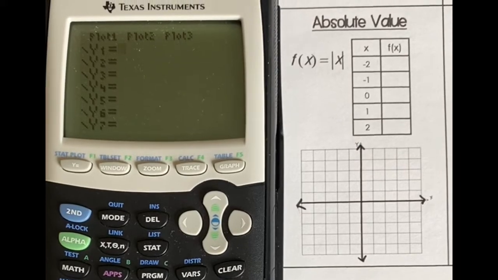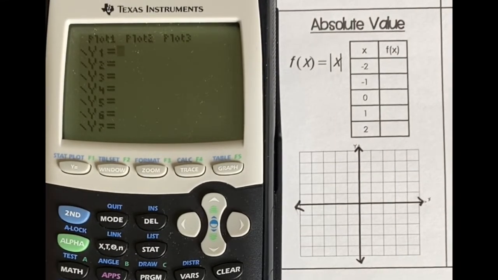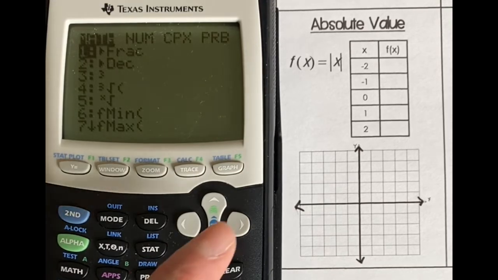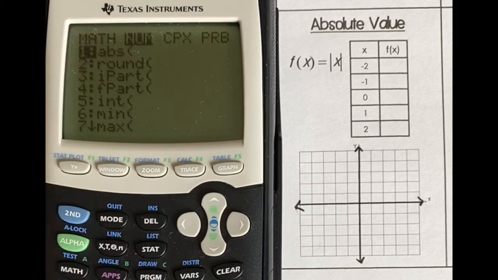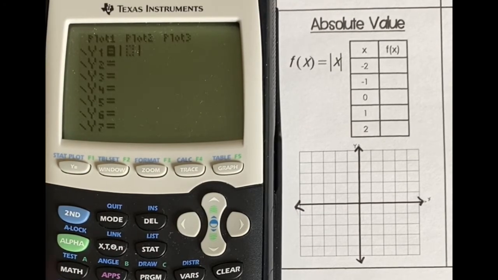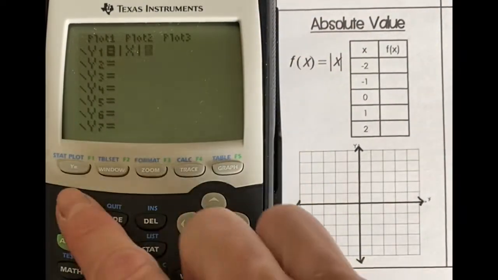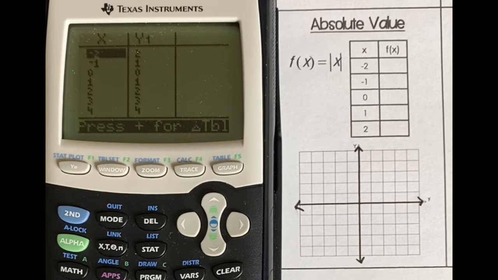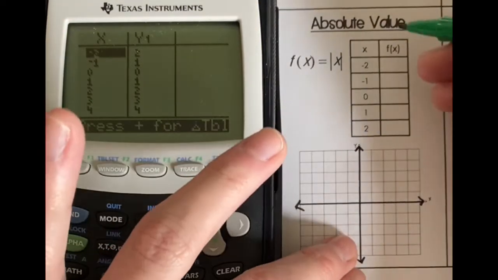So the next parent function we have is absolute value. We're going to go under y equals again, clear out anything that we previously had. Now, if you remember how to find absolute value in the calculator, what we're going to do is click the math button. Then we're going to go over 1 to num. And then number 1, ABS, is where we click enter. That gives us our absolute value of, and then we want to put in x. We're going to go over, and then we're going to go to the table. And we're going to draw in our table that we have here onto our paper.